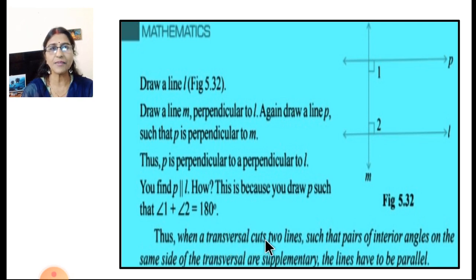Thus, when a transversal, this line M, cuts two lines, P and L, such that pairs of interior angles on the same side of the transversal are supplementary, you can see here this angle is 90 degree, this angle is 90 degree. So together when you add these two angles, you get 180 degree. That means we get supplementary angles. So then the lines have to be parallel. Otherwise you will not get 180 degree on adding angle 1 and angle 2. So here these two lines are parallel to each other.